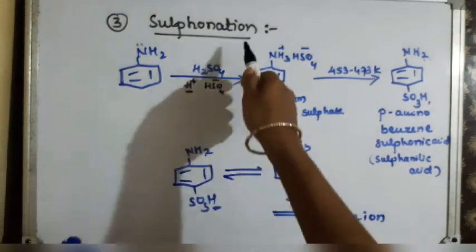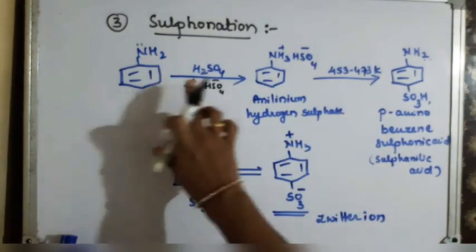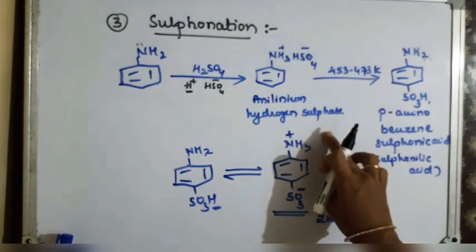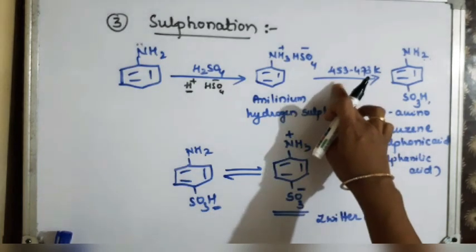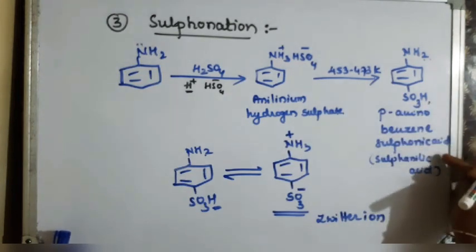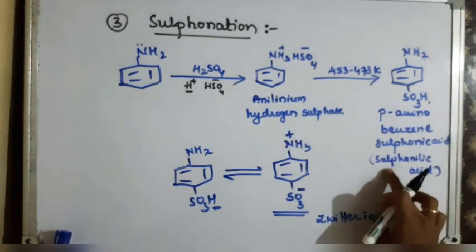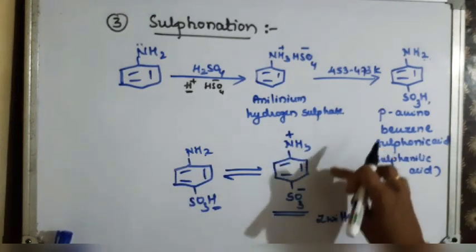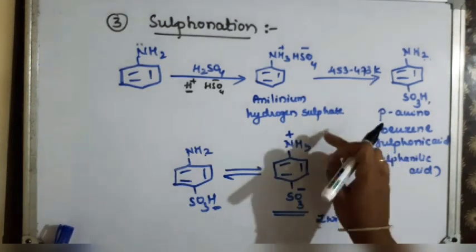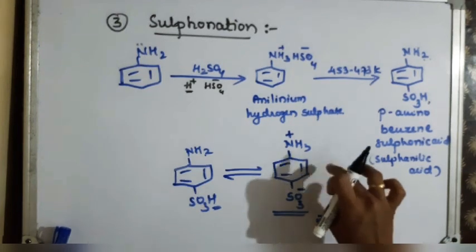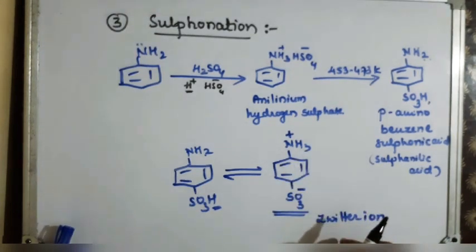Okay, I'll repeat the sulfonation of aniline. Aniline is treated with concentrated sulfuric acid. There is a formation of anilinium hydrogen sulfate, which on further heating with sulfuric acid at 453 to 473 Kelvin gives para-amino benzene sulfonic acid, commonly called sulfanilic acid. It is the major product, which exists as a Zwitter ion, that is a dipolar ion, positive and negative. Both the charges are present in a single species. So this dipolar ion is called a Zwitter ion.